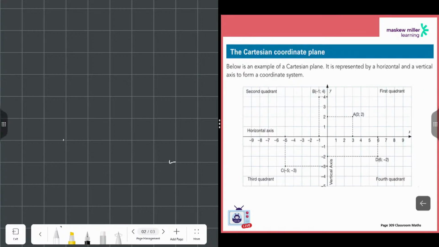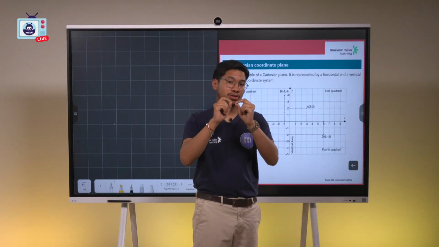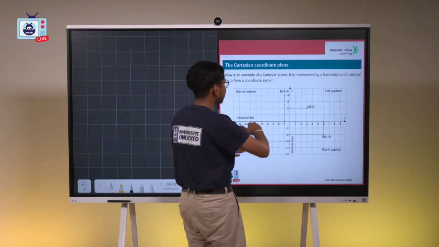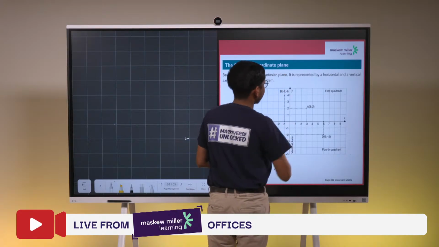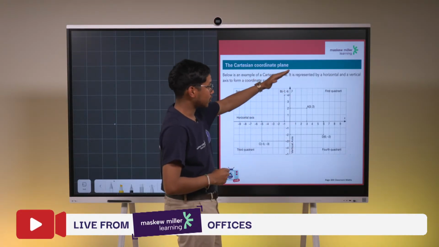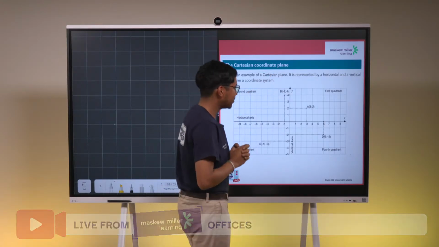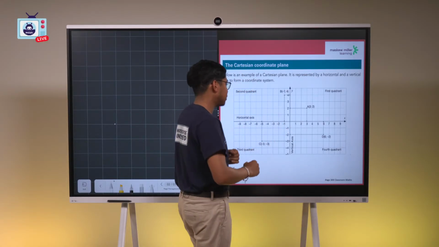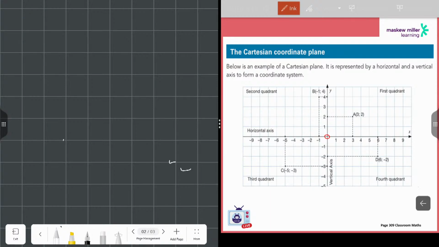Okay? Now, before we can understand the concept of drawing graphs, grade 8s, we need to understand what we call the Cartesian plane. All right? And here we have an example of a Cartesian plane. It is basically two lines intersecting. We call the one line the x-axis, and we call the other line the y-axis, right? It is represented by a horizontal and a vertical axis from a coordinate system. So very briefly, I'm going to explain to you how easy it is to understand this. So this point over here is what we call the origin. So at this point, the x value and the y value is equal to 0.